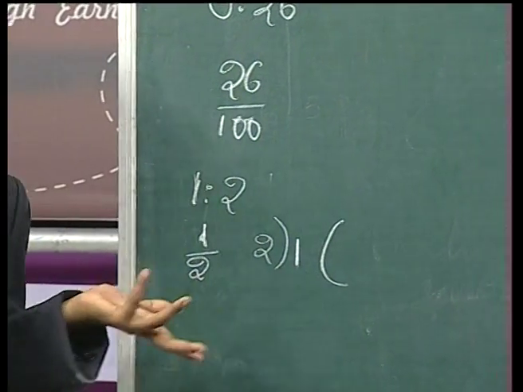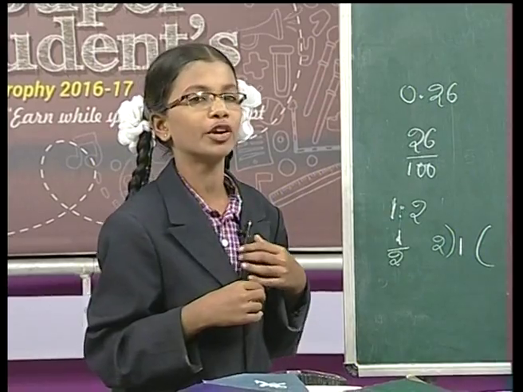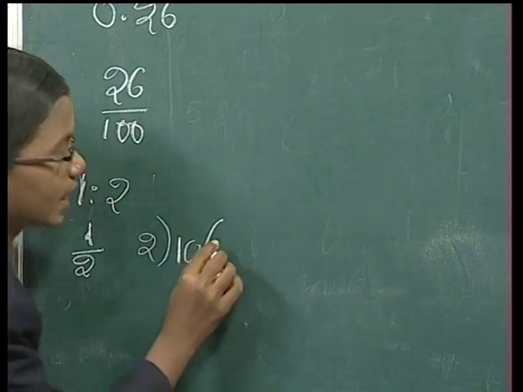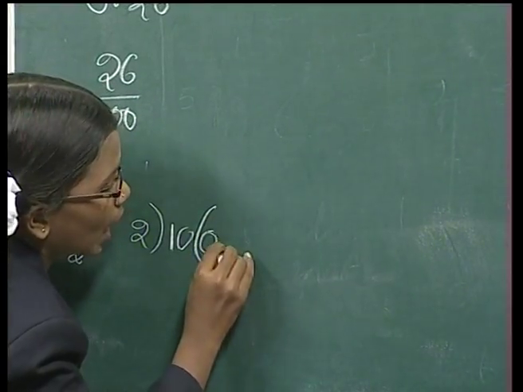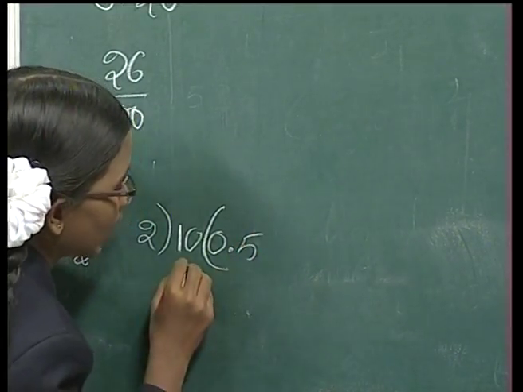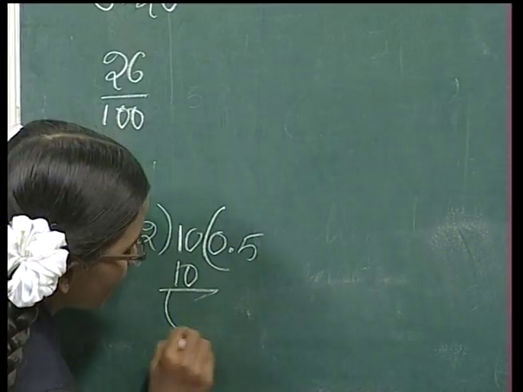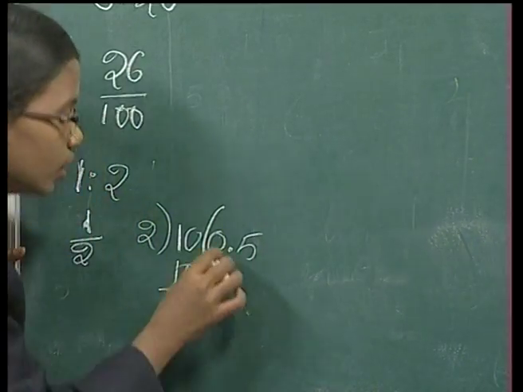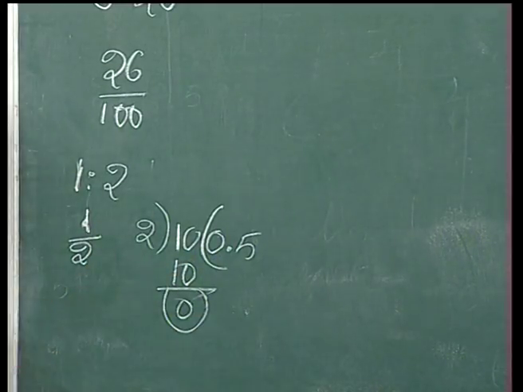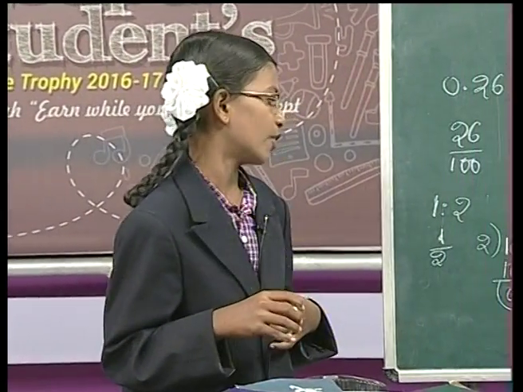Friends, now we can't divide this. So here we write 0, it becomes 10, and here also we write 0 and a point. Friends, how many times? Yes, 5 times. 5 twos are 10. Here the remainder is 0. Here the decimal number is 0.5. This is how to convert a ratio into a fraction and then a decimal.